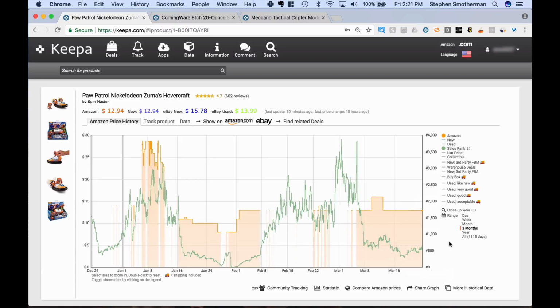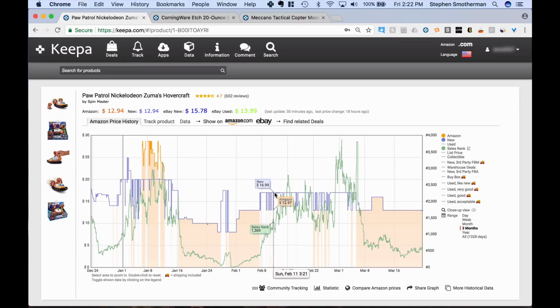But if you see over the last 3 months that Amazon has been in and out of stock, then I would suggest competing against Amazon. Not only could you do that, you can do it at a higher price. Let me turn on the new price line, and you can see what the price is when Amazon's out of stock. And you can see most of the time when Amazon is out of stock, the third-party new prices are even higher.